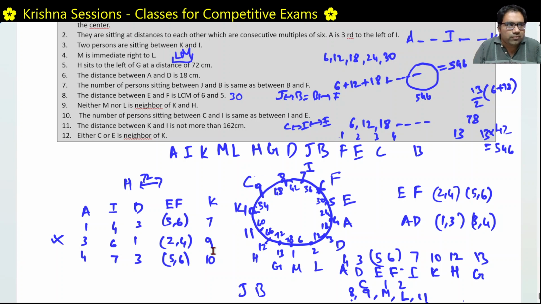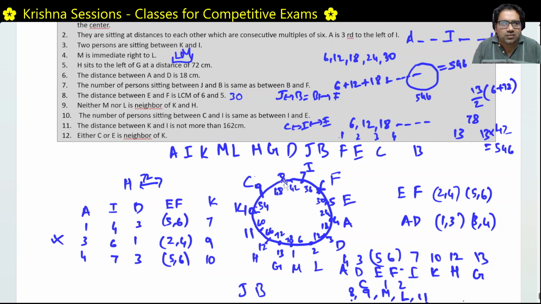Right. So when we take this case, A is at 4. A is at 4 means I has to be at 7, D has to be at 3. Then H and G are at 12 and 13. So far, so good. Then M and L cannot be next to K, so M and L will take here only. Then I has to sit between C and E, and C also has to sit next to K. So the only option is C here and then E here. If E is here, then F is here.